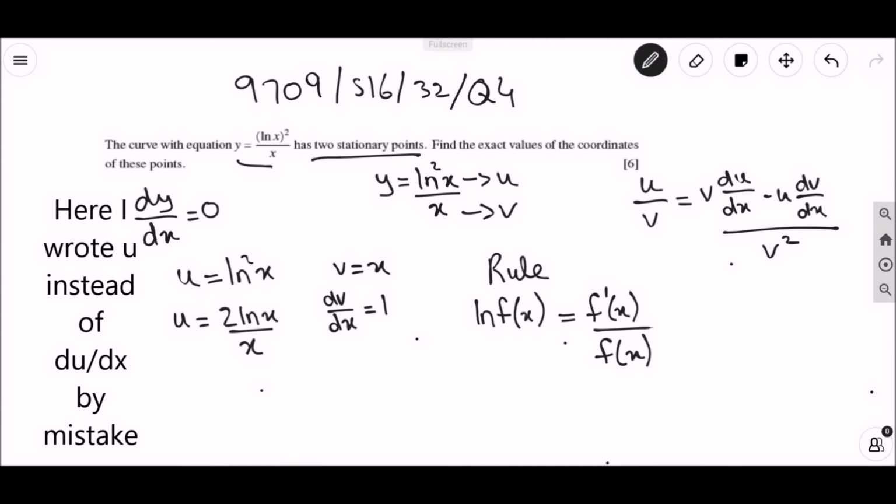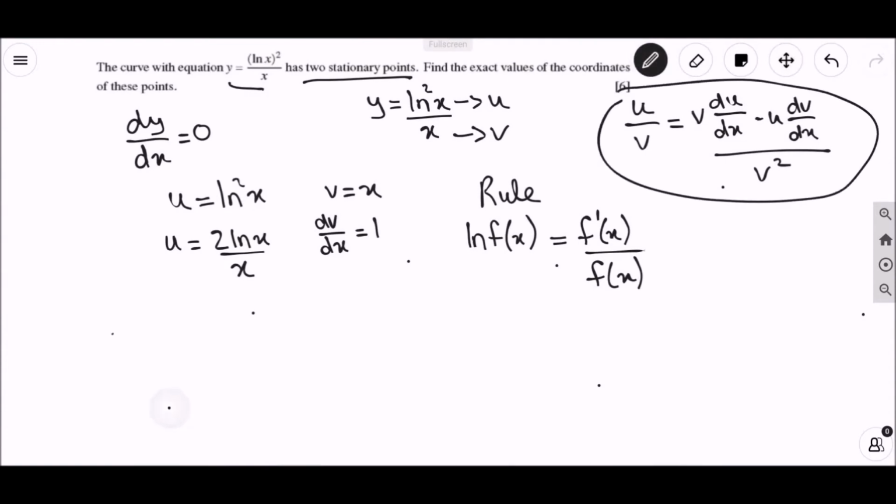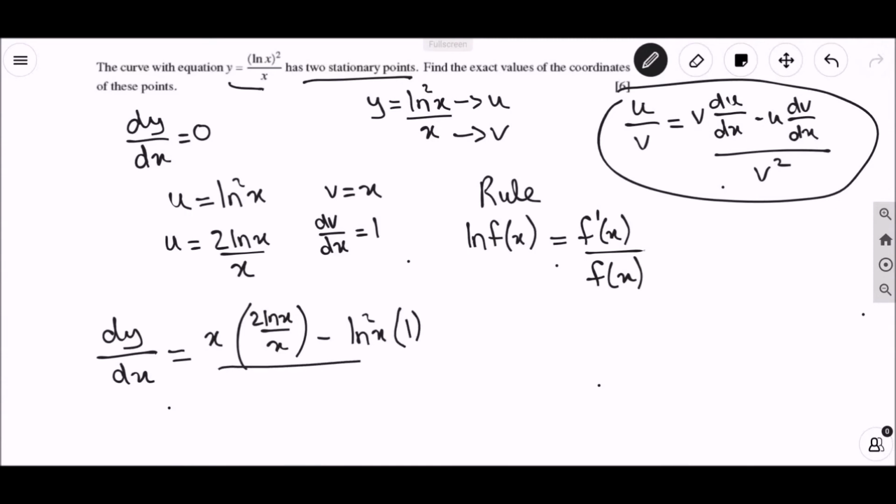Now we are going to substitute u, v and their derivatives into this equation, which is given in the formula sheet. So dy over dx is equal to v, which is x, times 2 ln x divided by x, minus u, which is ln squared x multiplied by 1. This whole thing is divided by v squared. v is x, so it will be x squared.